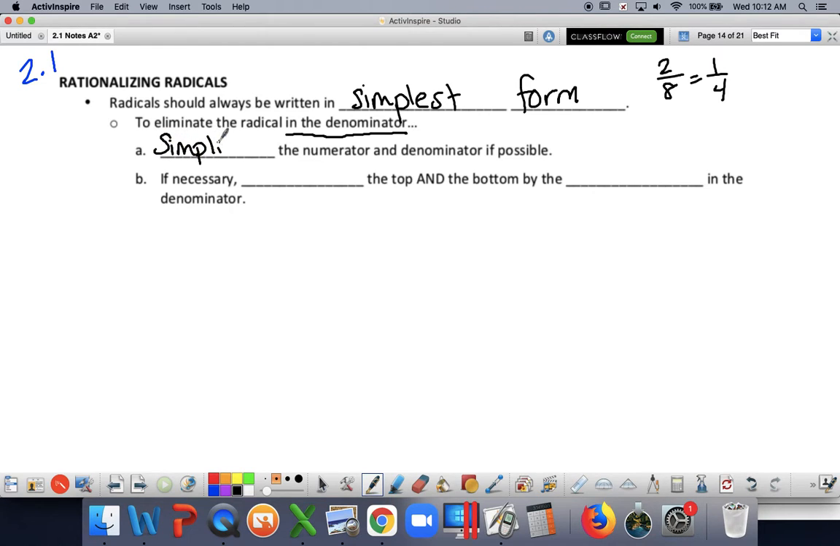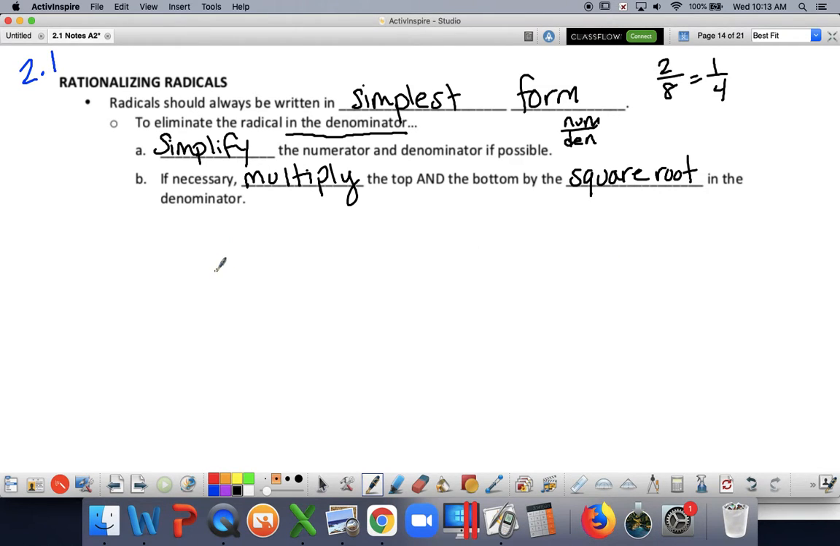So here's my recommendation. I always recommend simplifying first. So try to simplify the numerator and denominator if possible. Remember, your numerator is up top, your denominator is in the bottom. If necessary, this is the big step, we're going to have to multiply the top and bottom of our fraction by the square root that is stuck in the denominator. And when we do that, we'll be able to get rid of the square root from the denominator.